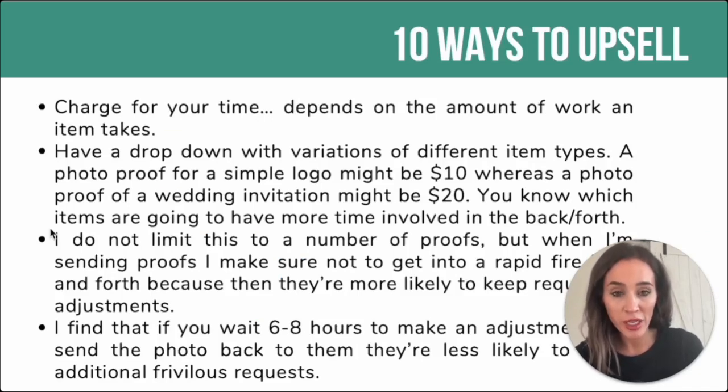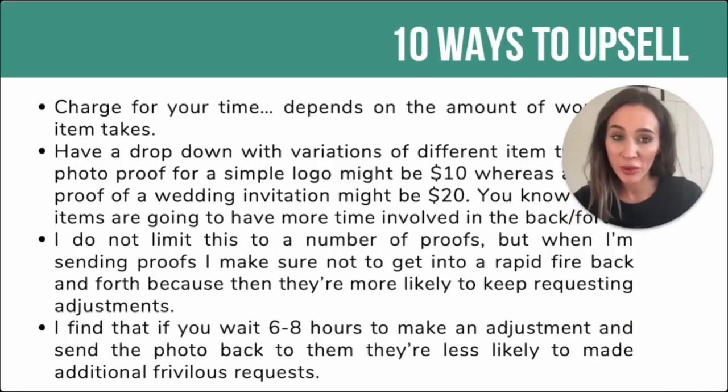So you're going to have a drop-down menu in the photo proof listing with variations of different item types. It's going to be called item types. A photo proof for a simple logo could be $10, or for a wedding invitation, you might charge $20, because you know which items are going to have more time involved in the back and forth. Or if you don't know, you will learn quickly.